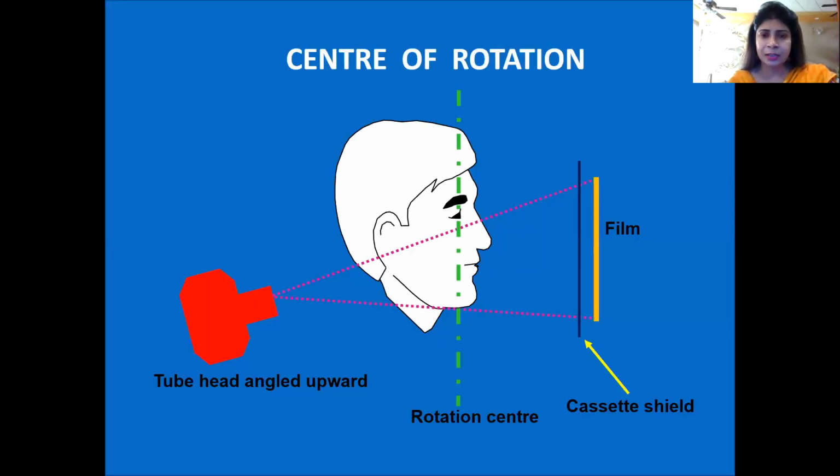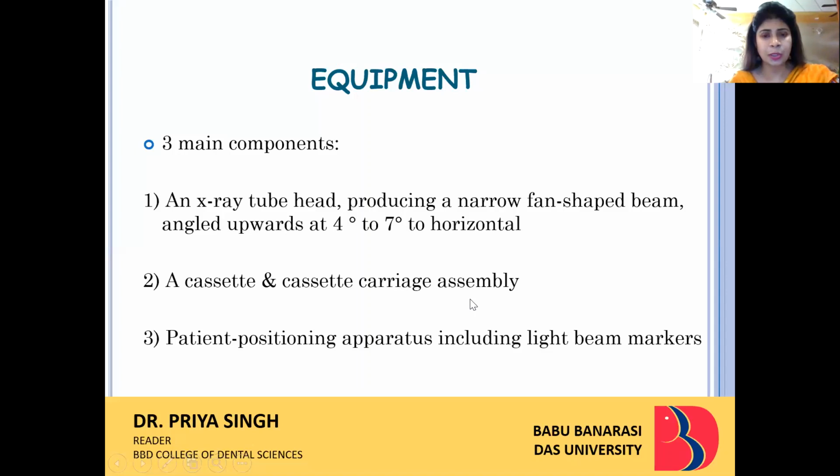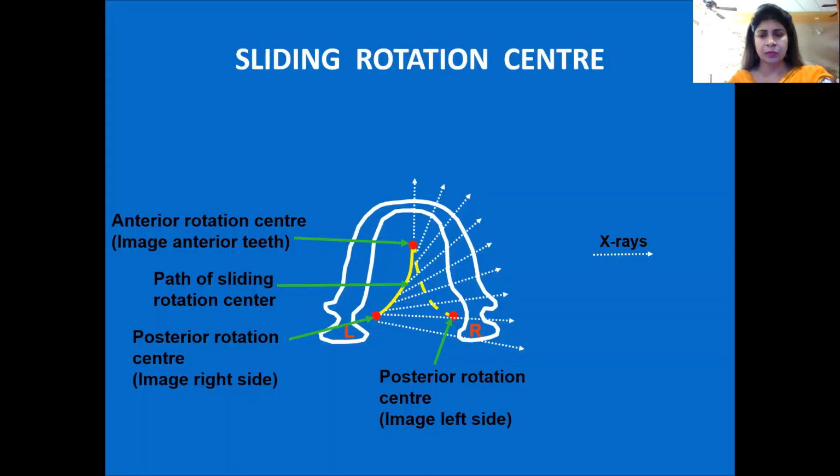As you can see here, the center of rotation is predetermined when we place the individual in the focal trough. So multiple zones, as you can see here, multiple centers of rotation will help in procuring the image in an individual. We'll go back to this slide again. Anterior rotation center, path of sliding rotation center.